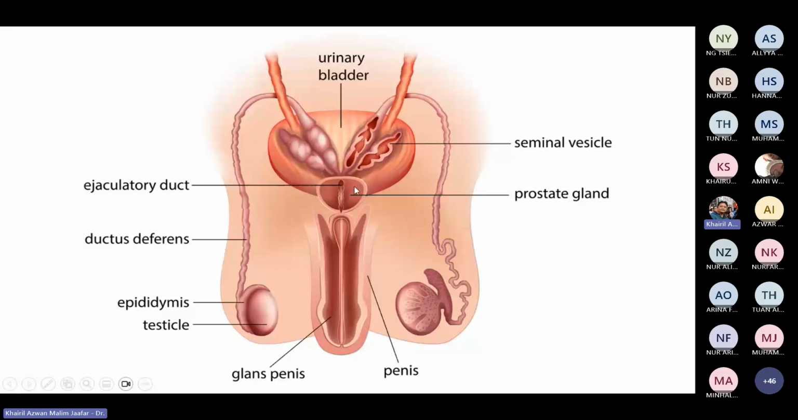I want to emphasize this is the ejaculatory duct. The ejaculatory duct is made up of the union of the seminal vesicle and vas deferens. These two, seminal vesicle and vas deferens, will join and form the ejaculatory duct, and this ejaculatory duct will open in the seminal colliculus in the prostate gland. During ejaculation, all these three will provide the fluids, semen, and then ejaculation happens.